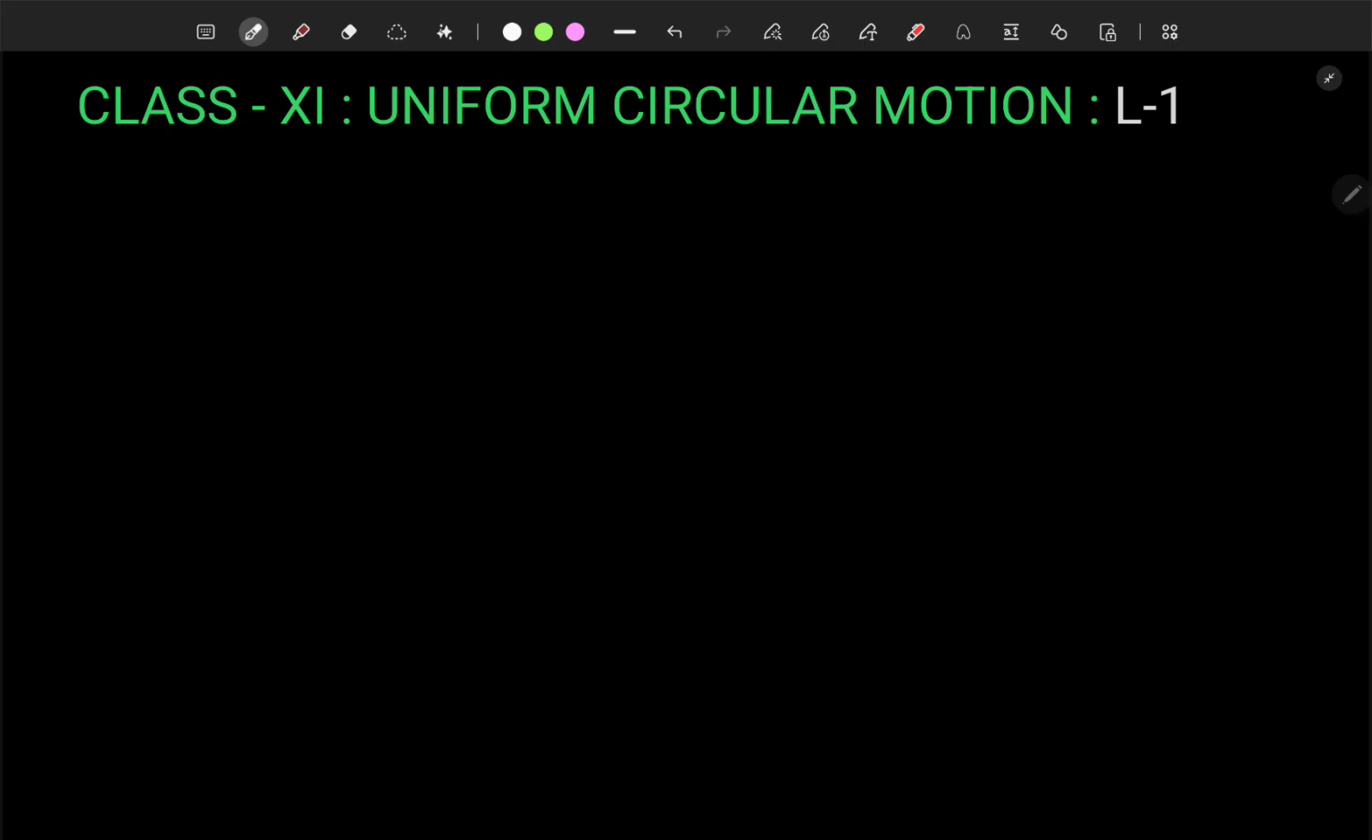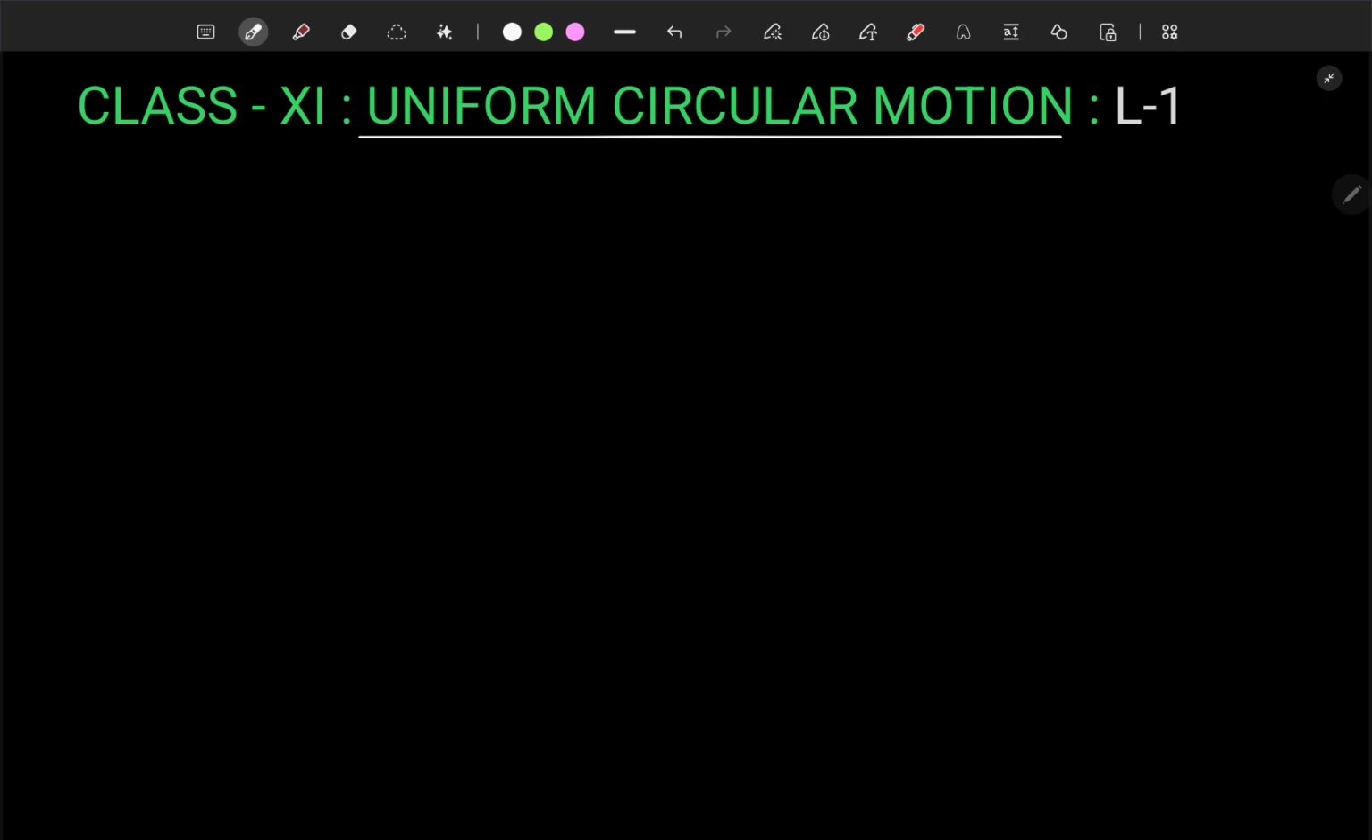So sorry for that. In today's class, we will discuss the class 11 uniform circular motion chapter. In this lecture, we will discuss only the theoretical part available in the syllabus. In lecture number 2, I will discuss the numericals. Okay, let's start the topic. The topic name is uniform circular motion.